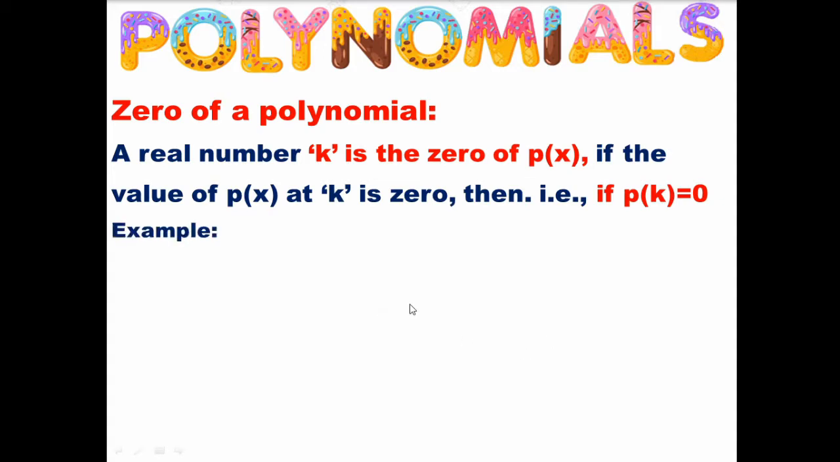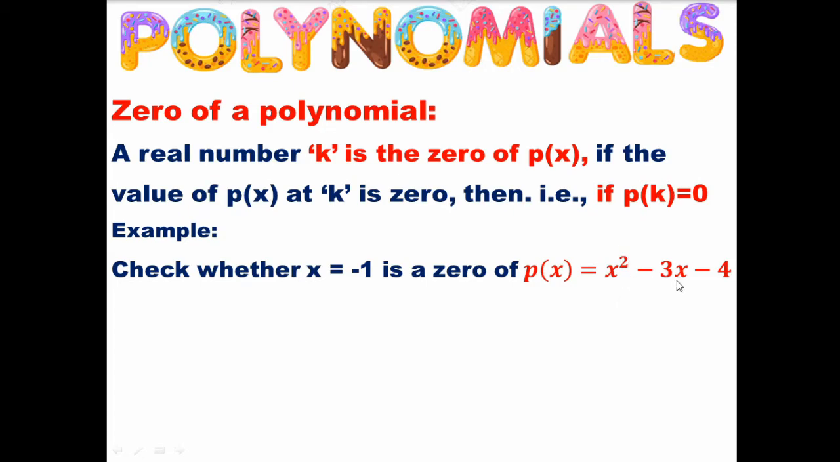For example, you consider the polynomial x square minus 3x minus 4. Now let's check whether x equal minus 1 is a zero of this polynomial or not. In order to check whether x equal minus 1 is a zero of the polynomial, you should find its value. How will we find the value? We will just replace x by minus 1, and we get an answer, that is the value of p of x at x equal minus 1. And if that value is 0, then I say x equal minus 1 is a zero.